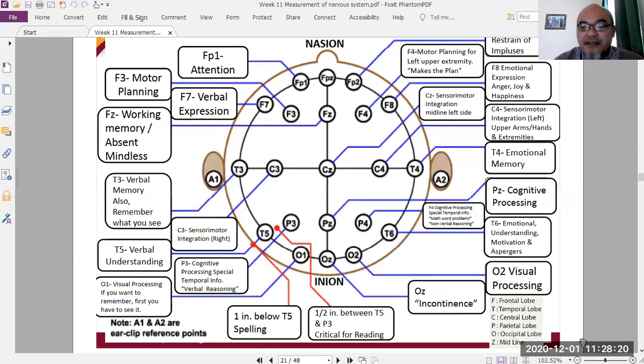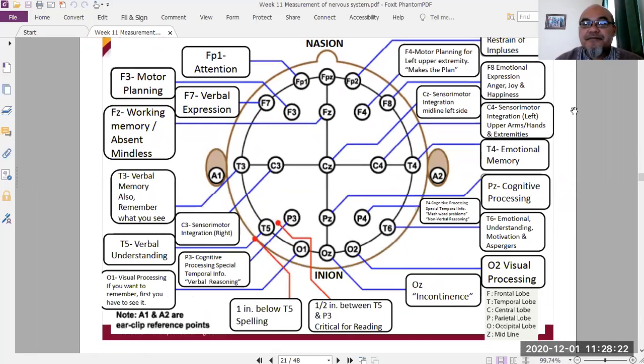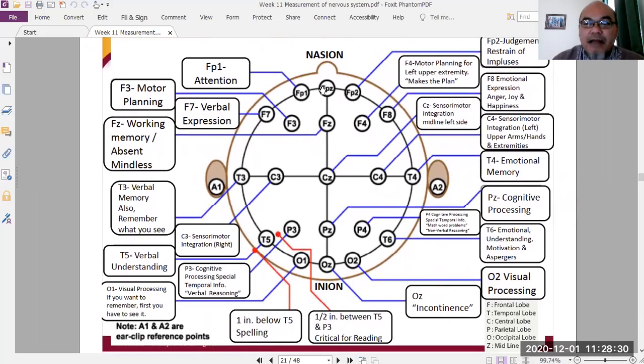For example, here, let me zoom out first. So the front part, FP1, FP2. FP1 is for focusing or attention. FP2 here is for judgment and restraint of impulses. Here F3, a little bit in the middle, is for motor planning. The left brain part a little bit in front is for verbal expression. F4 here is motor planning for the left upper extremity.